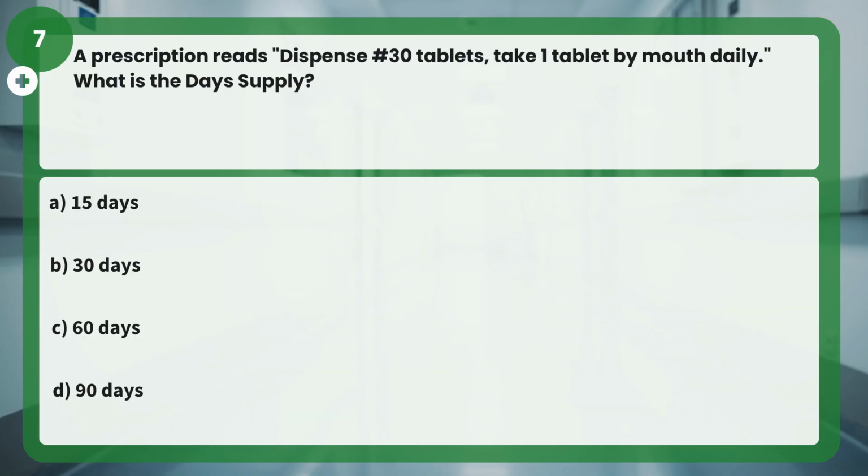Question 7. A prescription reads, dispense number 30 tablets, take 1 tablet by mouth daily. What is the day's supply? A. 15 days. B. 30 days. C. 60 days. D. 90 days.